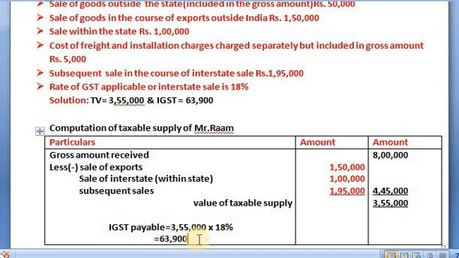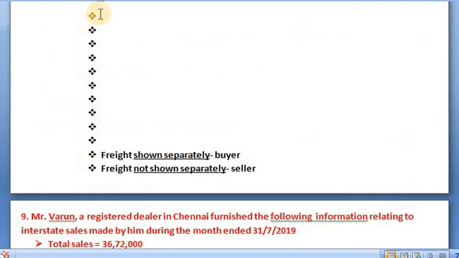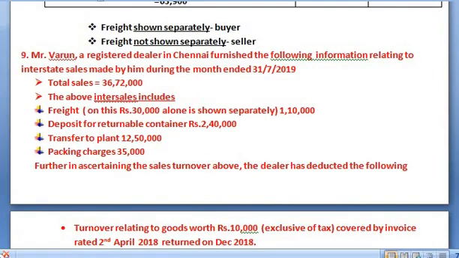Now let us see the next problem. Okay, let us see the next problem. Before going for the next problem, let us discuss a few more concepts. When you talk about the next concept, there are different adjustments you will be looking out for in this particular problem. So what are the different adjustments? Let's see. In the last problem I told you about the subsequent sale and penultimate sale. Now let us discuss freight charges.